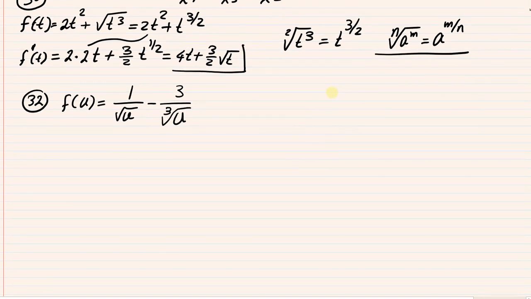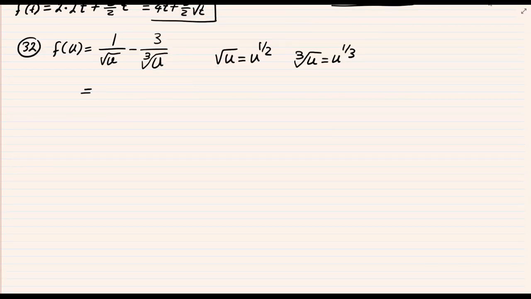Okay, number 32. In number 32, let's rewrite both of these again. Square root of u. Remember, square root of u is u to the 1/2. And cube root of u is u to the 1/3. Okay, so I can rewrite now each of those radicals, and let's say this is just a function. Again, f of u is going to be u to the negative 1/2, negative 3 times u to the negative 1/3. Once you bring them to the numerator, they become negative. That's why.